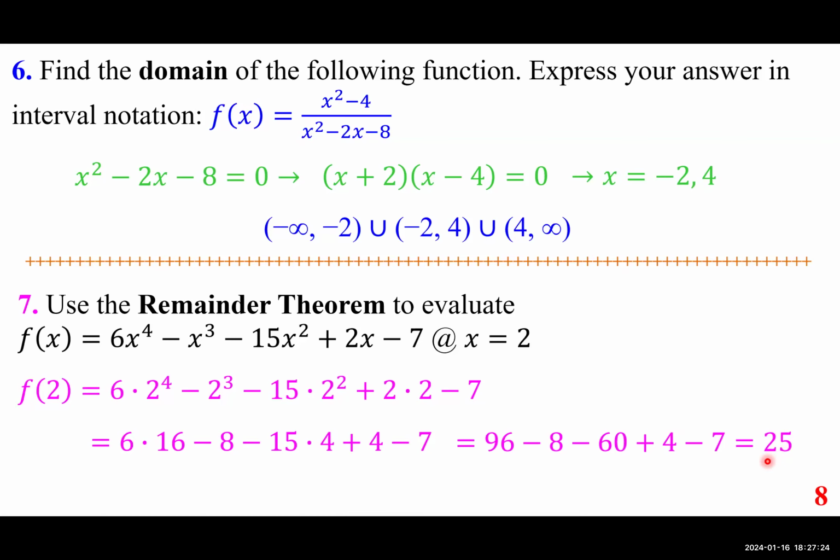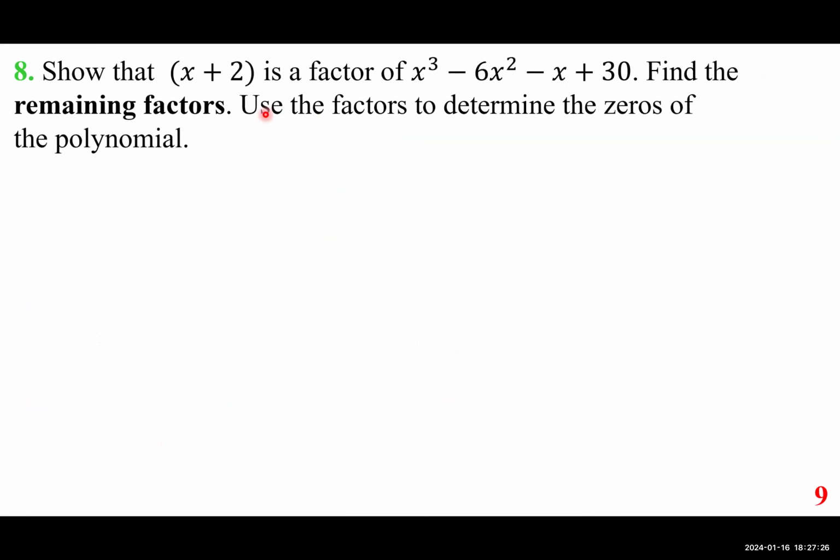It's a lot easier. Show that x plus 2 is a factor of this function, x cubed minus 6x squared minus x plus 30. Find the remaining factors. First and foremost, by the remainder theorem, if this is divisible by x plus 2, that means you have to evaluate it at negative 2. So f of negative 2: negative 2 cubed minus 6 times negative 2 squared minus negative 2 plus 30.